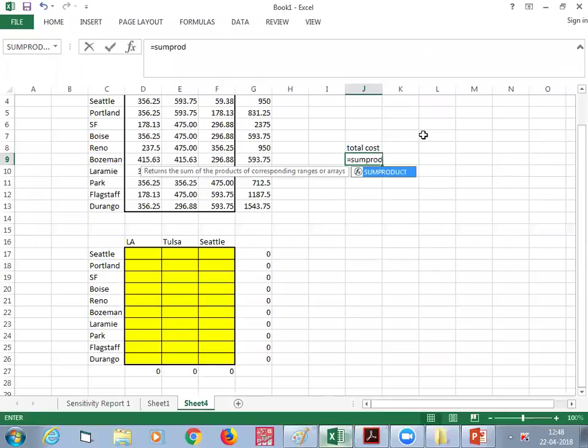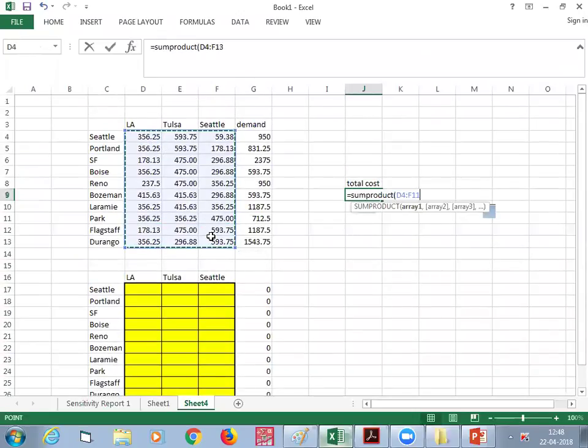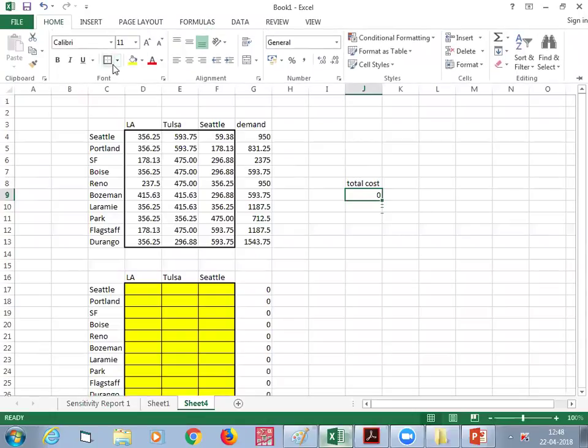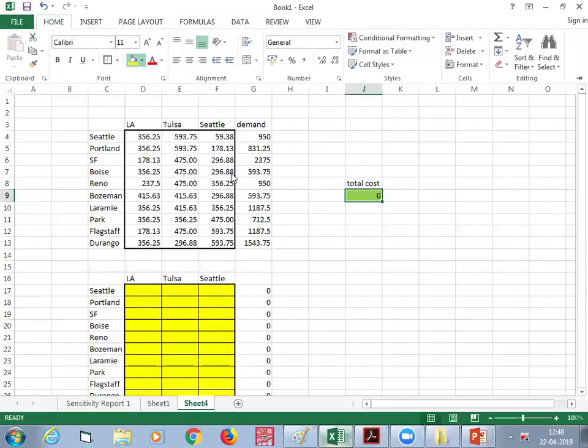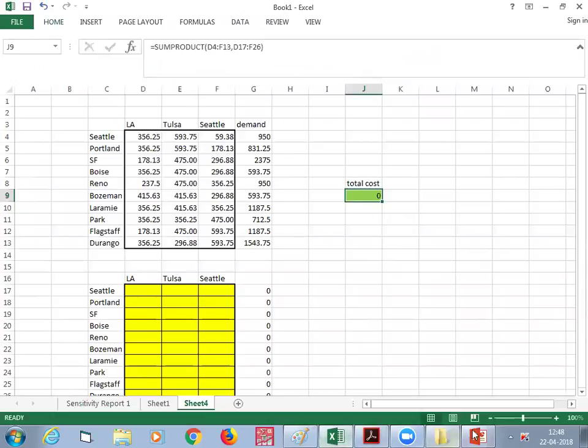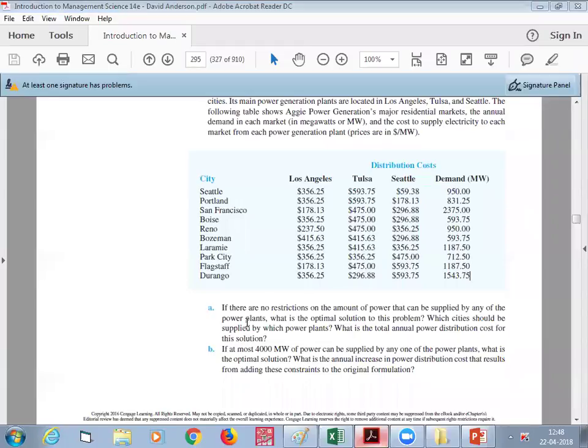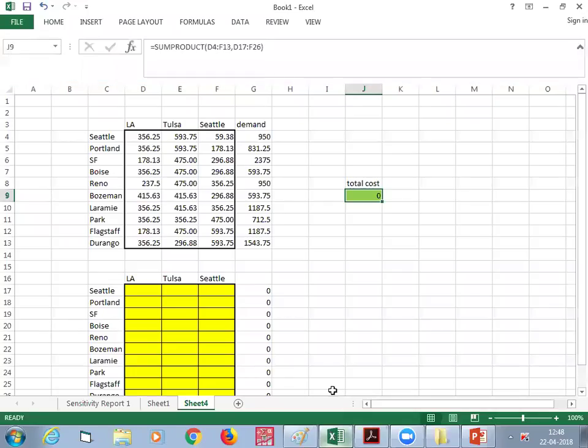It's the sum product of all of these with all of these. Okay, that's my objective. Now, the first part of the question that they've given us is, if there are no restrictions on the amount of power that can be supplied by any of the power plants, what is the optimal solution? No restriction means we can put any number, so there's no restriction on supply, right?